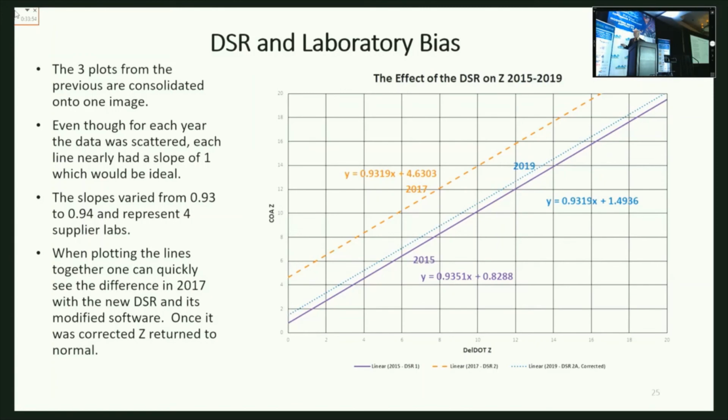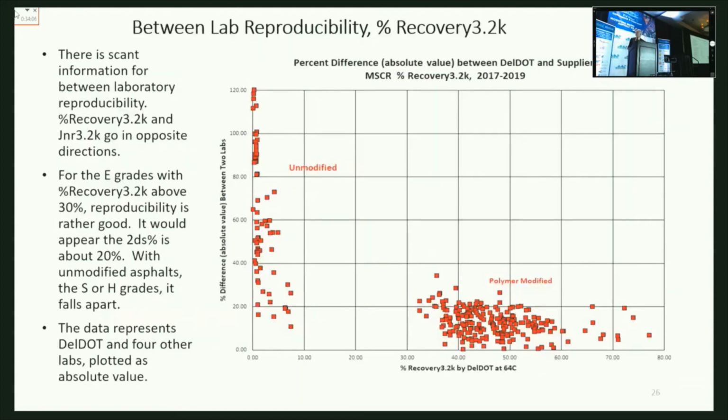But the Z gave me a good idea of how our DSR was behaving, and it was a tool to get it changed. Okay, between lab reproducibility. They've put in the AASHTO standard specs precision and bias statements for the test.